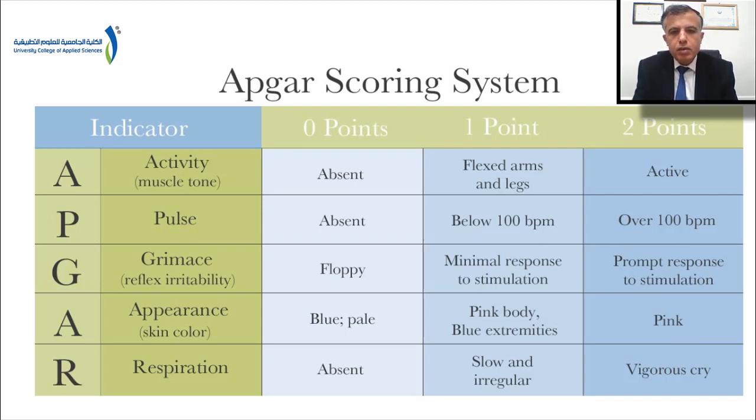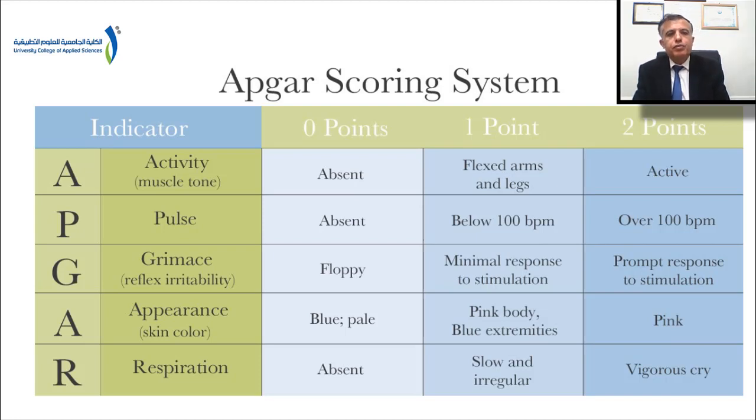For the heart rate or the pulse, if the pulse is completely absent, there is no heart rate, the child could be given 0 points, and with bradycardia, we talk about a heart rate below 100 beats per minute, the grade will be 1, and if he has an adequate heart rate, 100 beats per minute and more, the grade will be 2.